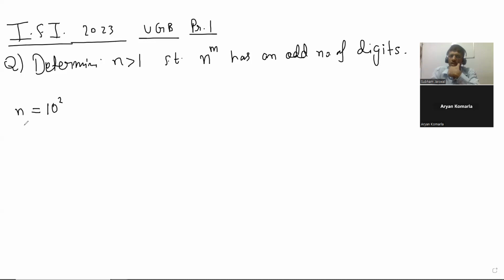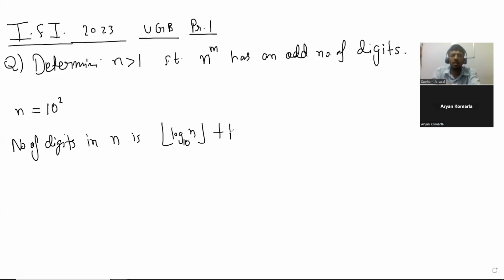So what they gave was the number of digits in n is given by floor of log n, log base 10, plus one. They gave this, but it's actually plus one.